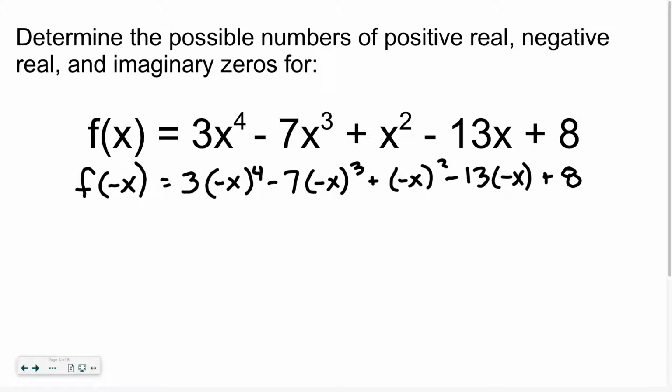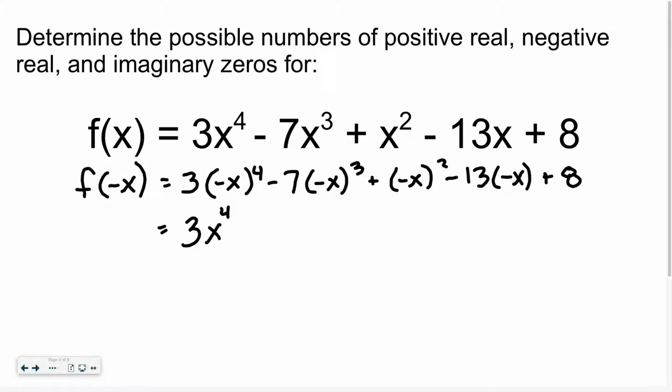Okay, now I got to go through this whole polynomial f of negative x, and I got to simplify each term. So if you took a negative x and multiplied it by itself 4 times, what would happen to it? It would be positive. So this will really be a positive x to the fourth multiplied by the positive 3 in front. Do you agree that that term did not change signs? It was 3x to the fourth in the beginning, and it's still 3x to the fourth now? Okay.